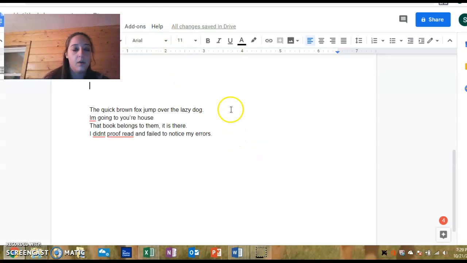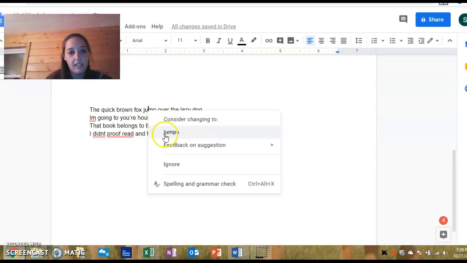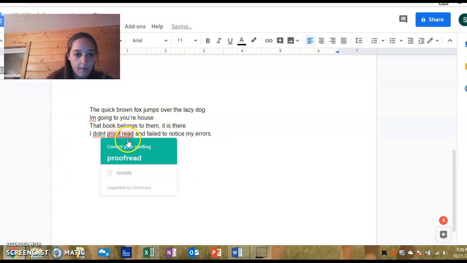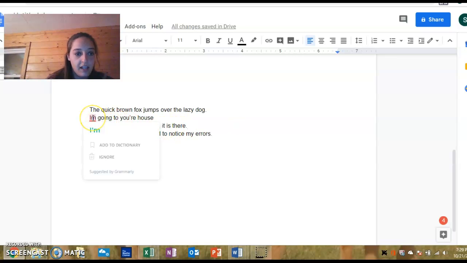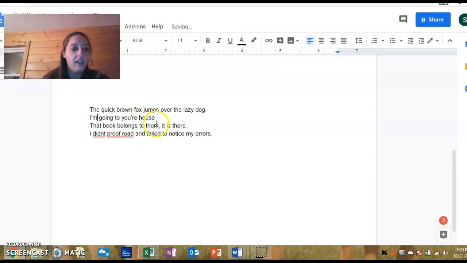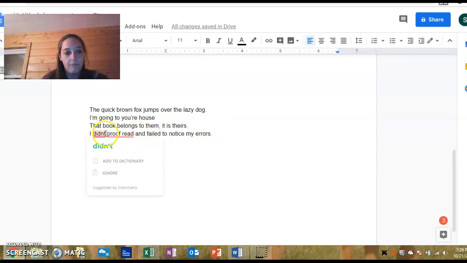So for example, like the quick brown fox jump over the lazy dog, that hits our ear wrong. Grammarly knows that it's supposed to be jumps or jumped, and then it'll tell you to fix it. And like if you have this apostrophe, you need an apostrophe here, and then it's correct. And then that belongs to them, it is theirs. So this one actually Grammarly did not correct, so that is one of the flaws. It's not perfect.